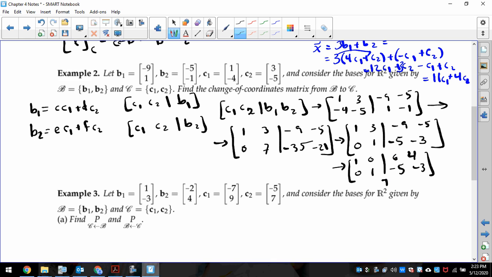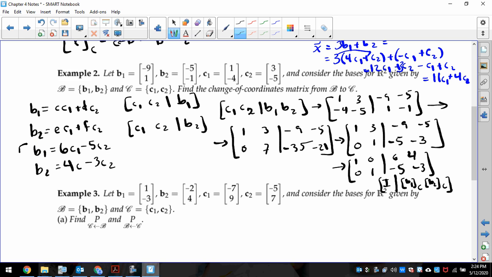So now this on the left is the identity, and on the right we have B1's C coordinates and B2's C coordinates. So if I take 6C1, we could write B1 equals 6C1 minus 5C2, and B2 is equal to, we want to look at this column right here, 4C1 and -3C2. There we go.